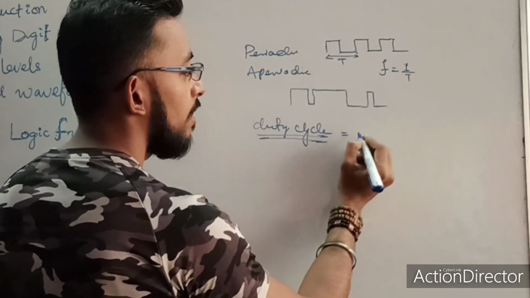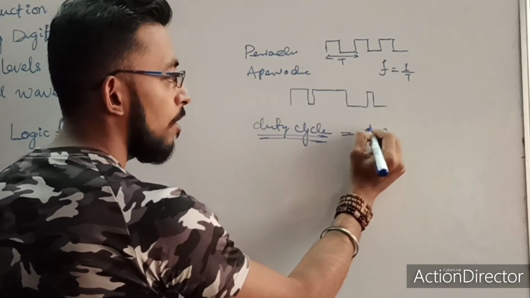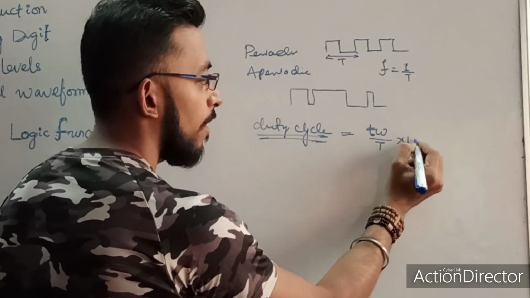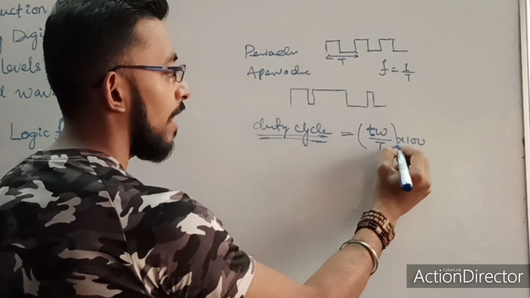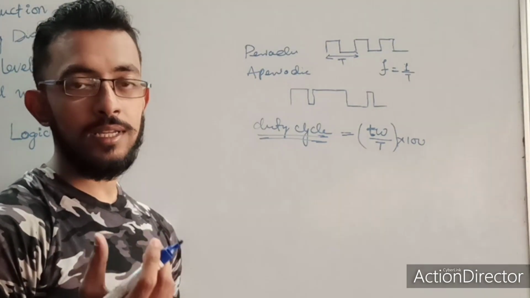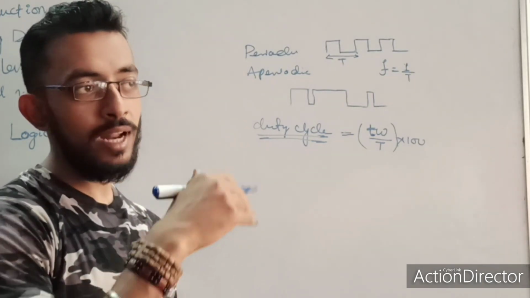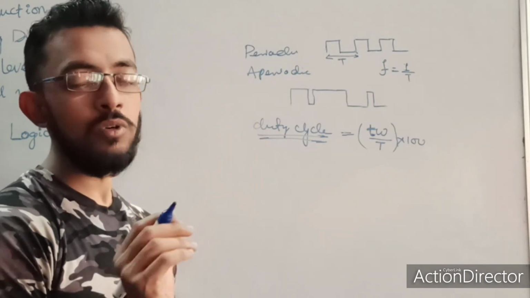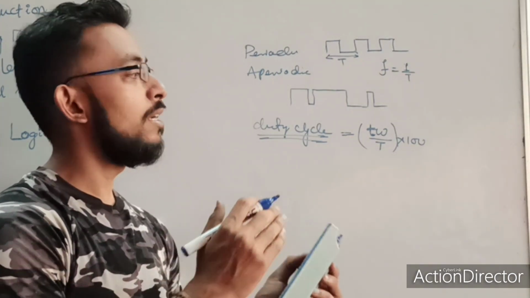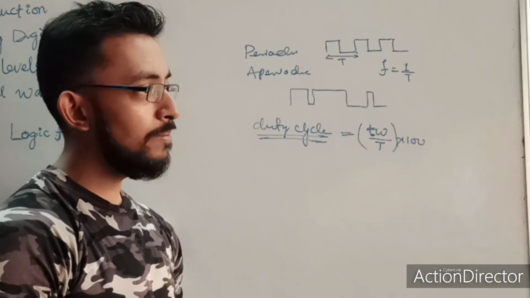If a pulse is given, I have to find the TW, that is the pulse width. Then I have to divide it by the whole time period and multiply by 100. That will give me the duty cycle in terms of percentage. So duty cycle is the ratio between the pulse width, that is from 50% of my rising time to 50% of my fall time, and the total time period. That is the time for which the pulse is active. So TW by capital T.